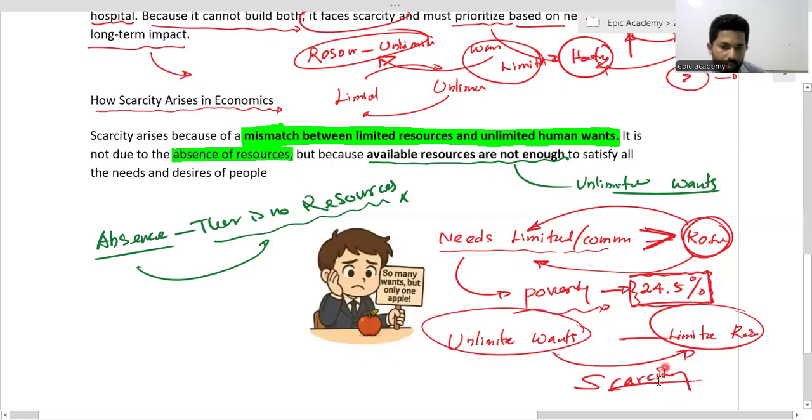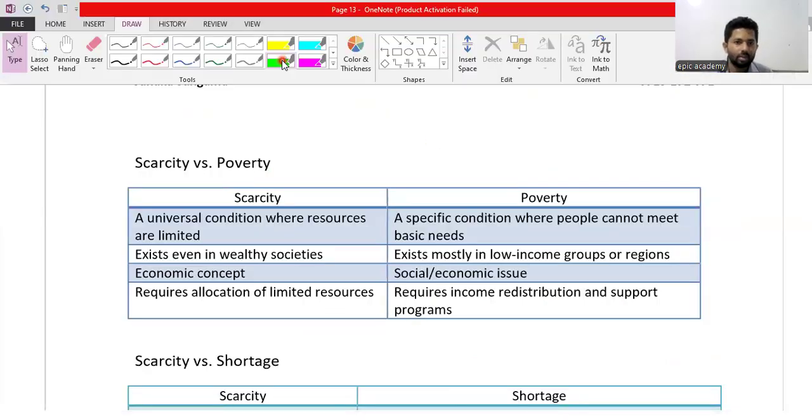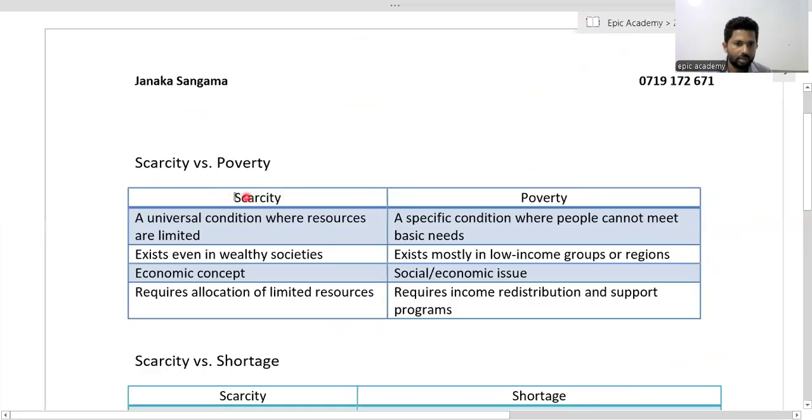I think you got the idea related to poverty. So now this is the time to understand the difference between scarcity and poverty. We already identified that. Now we can confirm: this is scarcity and this is poverty.